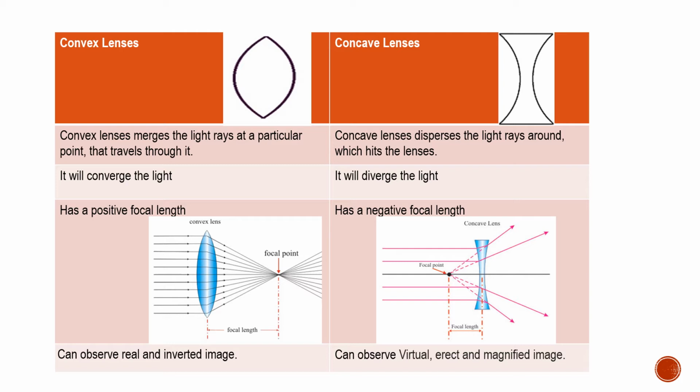And you can see that convex lenses converge the light which goes through them, while the concave lenses diverge the light which goes through them. And in these ray diagrams, you can see that convex lenses have a positive focal length, while the concave lens has a negative focal length.